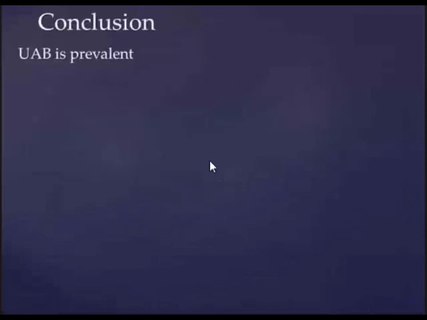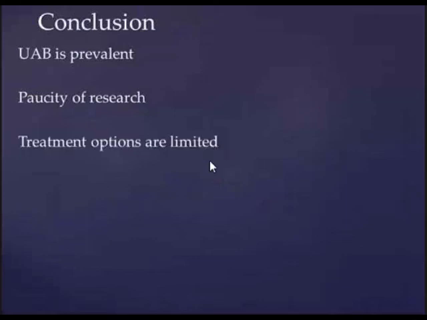So, conclusion: this is a very prevalent condition. I don't think we truly know exactly how prevalent it is. We really don't know much about this condition at the root of it. Treatment options: all I knew before this talk was throw a catheter in it, and that's still my main go-to, I think.